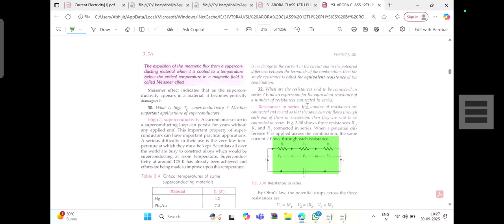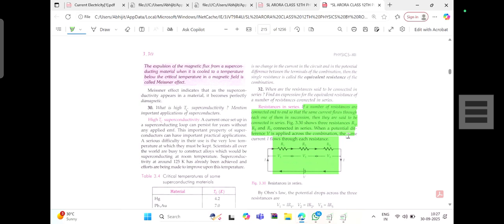If a number of resistors are connected end to end so that the same current flows through them, they are connected in series. The figure shows three resistors R1, R2 and R3 in series. When a potential difference V is applied across the combination, the same current I flows through each resistance. That is end to end connected. R2 is connected to the end of R1 and R3 is connected to the end of R2.